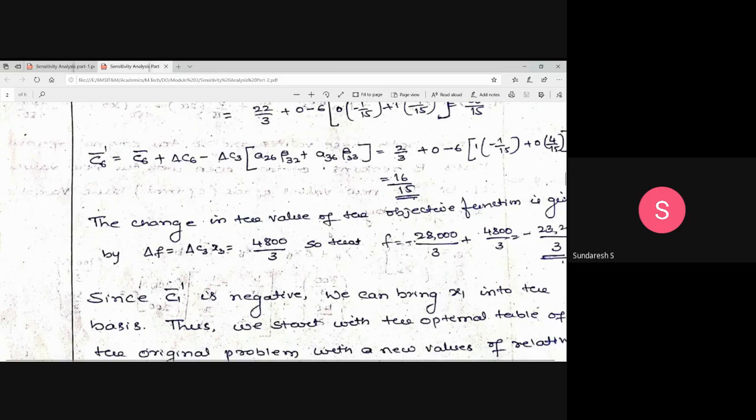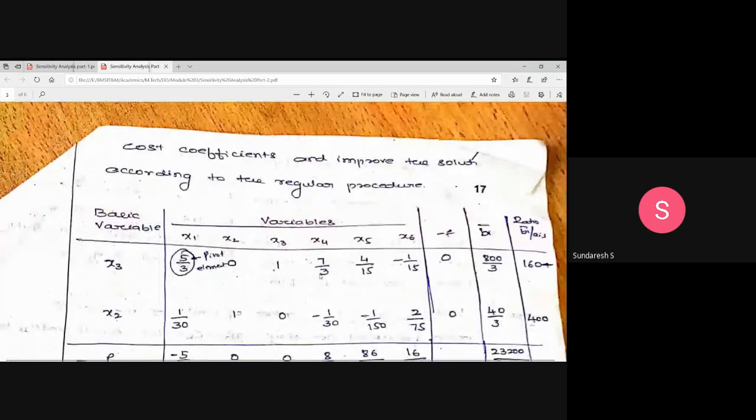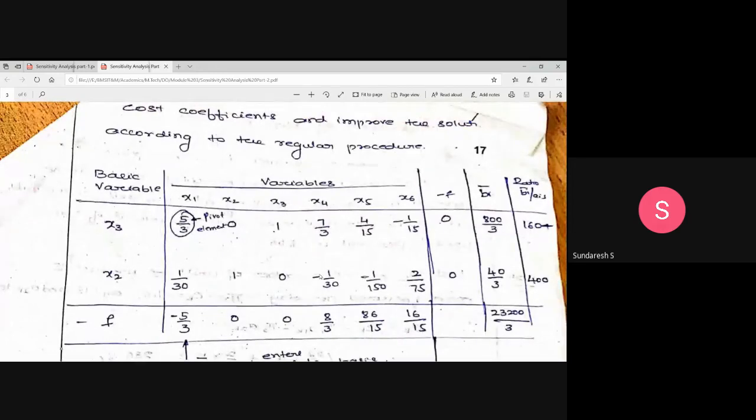So now f is equal to minus 28,000 by 3, the previous value, the first value what we have got, plus 48,000 by 3, which is equal to 23,200 divided by 3. So this is the one what we have got, the change in the optimal solution or the objective function. Now what it says is, since C1 dash is negative, so we have got this value as minus 5 by 3. Okay, we can bring x1 into the basis, thus we can start the optimal table of the original problem with the new values of the relative coefficients and improve the solution according to the regular procedure.